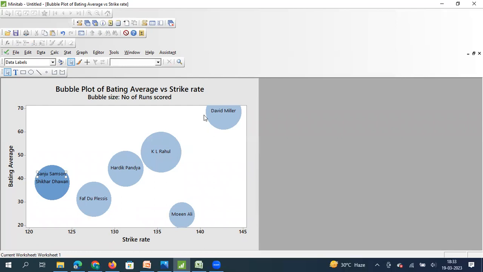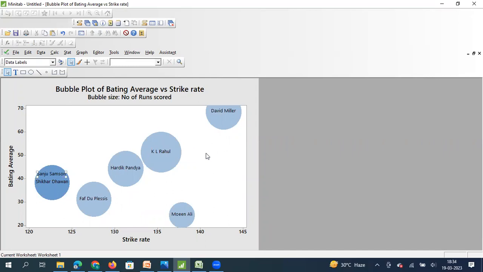So it's very evident that David Miller seems to be the best among these seven players, both in terms of strike rate as well as batting average. So in this chart, I'm able to compare players' performance in terms of batting average as well as strike rate. Now, let us say the team management says, Vinod, I would like to take people who have a batting average of about 40 and a strike rate crossing about 130.